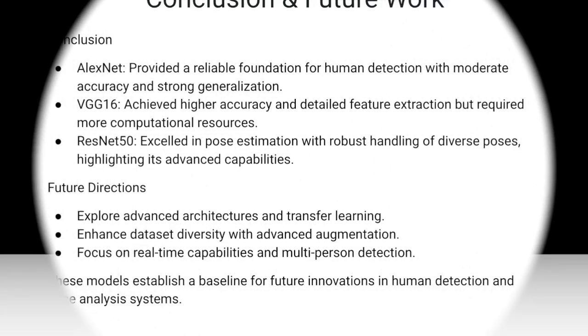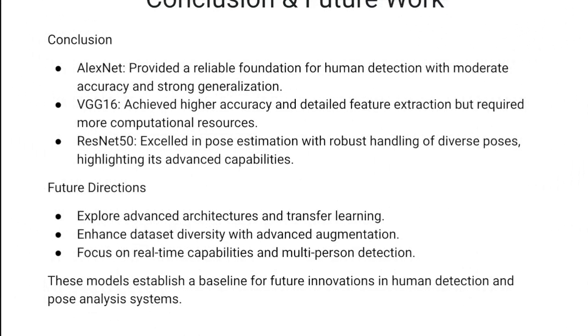To wrap up, we explored 3 powerful CNN architectures in this project. Firstly, we explored AlexNet, followed by VGG16 and ResNet 50. While AlexNet laid the groundwork with a strong baseline, offering reliable accuracy and good generalization, VGG16 took it further with more detailed feature extraction and higher accuracy, though it required more computational resources. And finally, ResNet 50 demonstrated advanced capabilities in pose estimation, effectively handling diverse poses and complex scenarios.